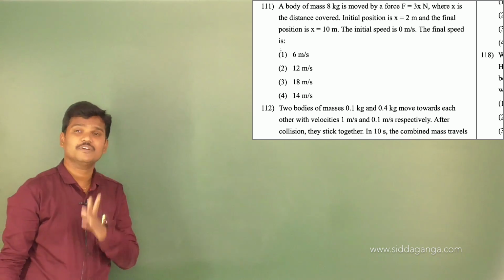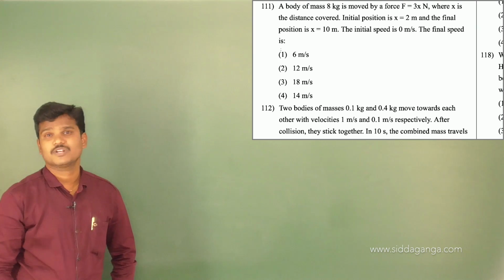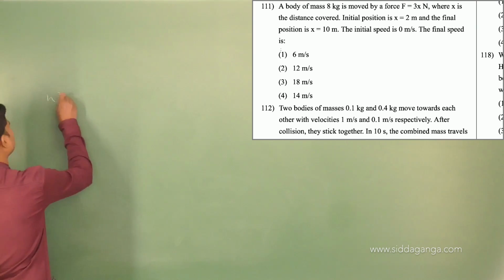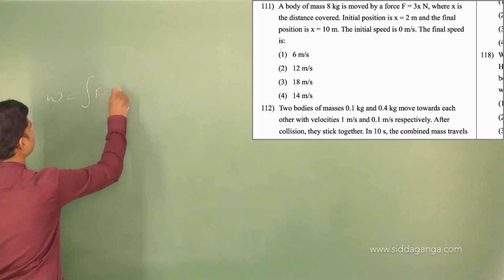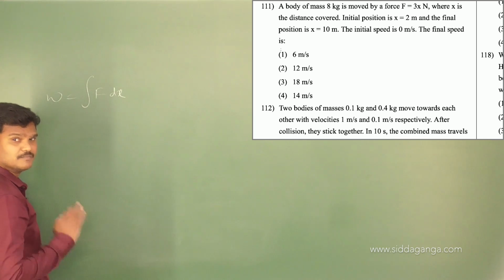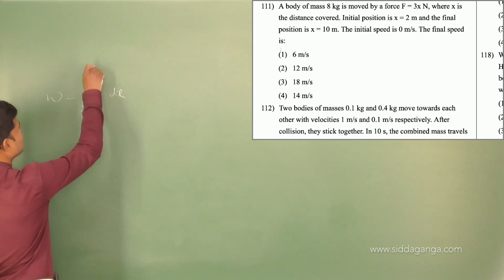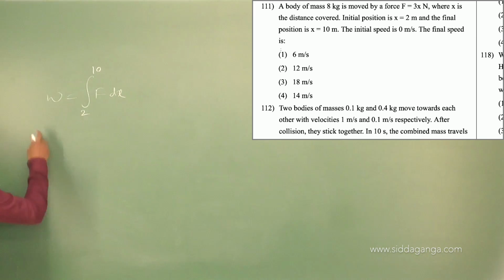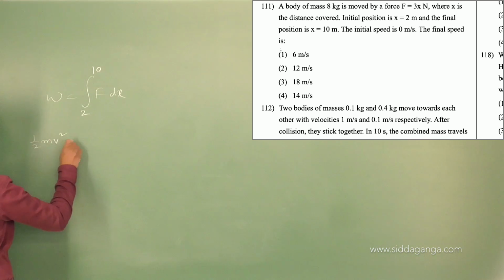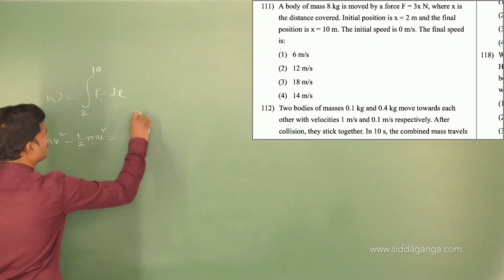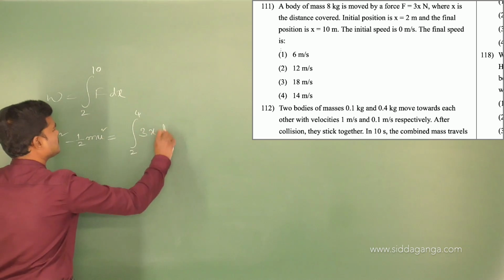You know the work done by a variable force formula. Tell me, what is the work done by the variable force? Work done by the variable force is W, which is equivalent to the integration of F dx. I hope you remembered all these basic formulas which were covered in previous classes. So the limits are 2 meter and 10 meter. What is this W? W, from the work energy theorem, is half m v square minus half m u square. Integration from 2 to 10, what is F? 3x dx.